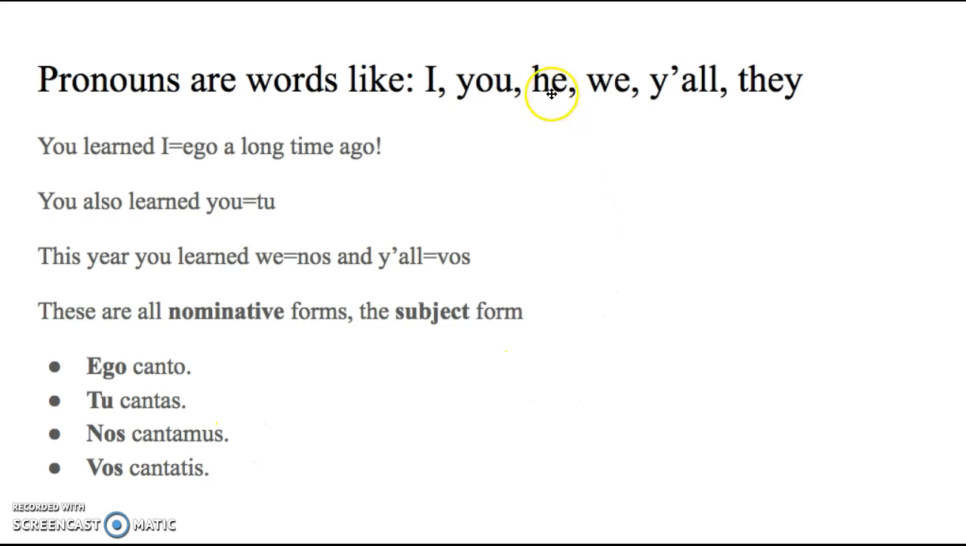In Latin, there are words for he and they, the pronoun forms, he, she, or it, and they. They're complicated and messy, and we'll save those for next year. Right now, you only need to worry about I, you, we, and y'all. So right now, you already know the nominative forms of those pronouns.